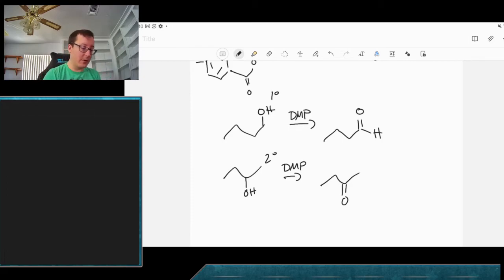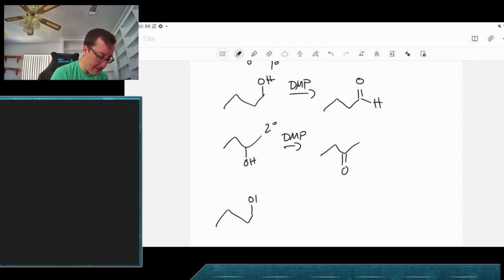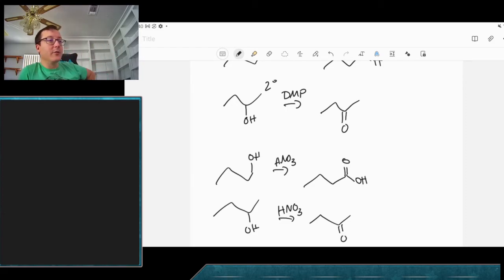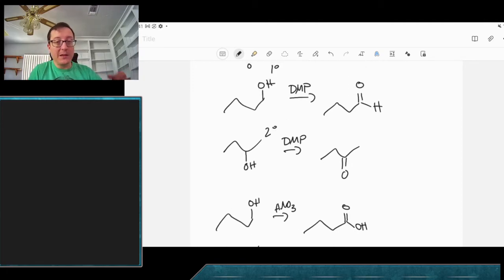Remember, your more harsh ones will oxidize it all the way to the carboxylic acid. But secondaries are okay. You can use your harsher ones on your secondary ones, not a problem. You'll still get a ketone either way. And so it works out either case. All right, but if you want your primary one to not become a carboxylic acid, if you want it to only partially oxidize, you'll have to use DMP, the Swern, or PCC. Either way.